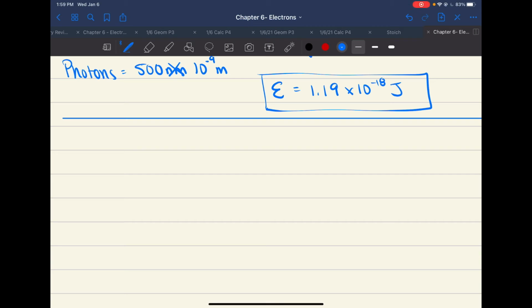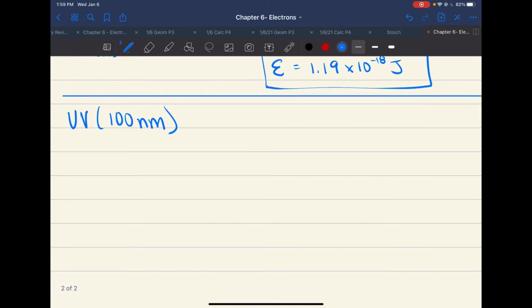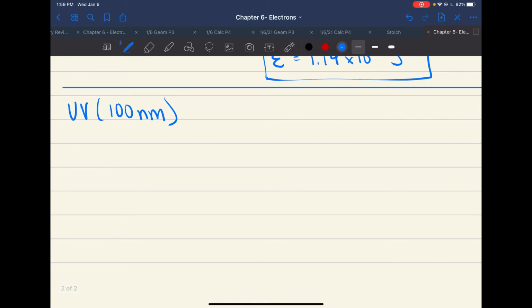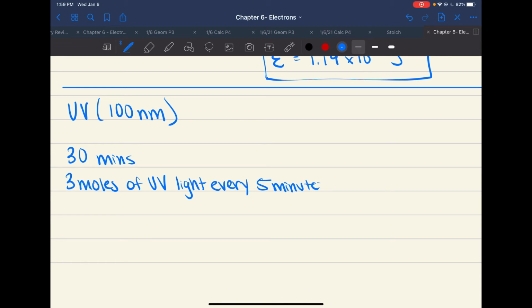So with that being said, let's say you go to a tanning salon and they're emitting UV light, which is roughly, let's say, 100 nanometers. And let's say that you're in the tanning bed for, let's say, 1 hour. That seems like a lot. Let's say 30 minutes. And the tanning bed says that it emits 3 moles of UV light every 5 minutes. All right, I'm making this up. I have no idea. 3 moles of UV, it's probably even more than that, to be honest.